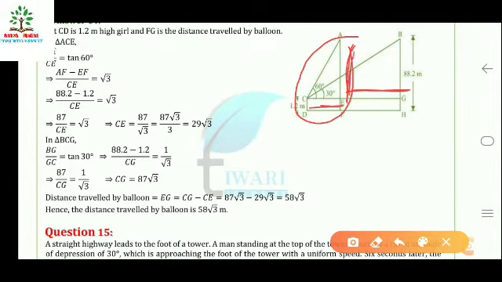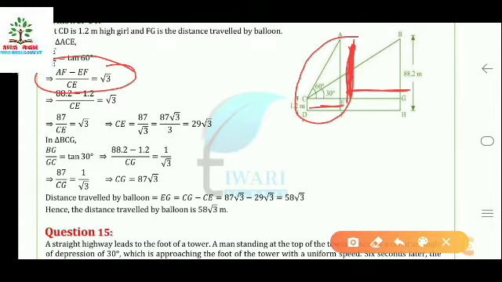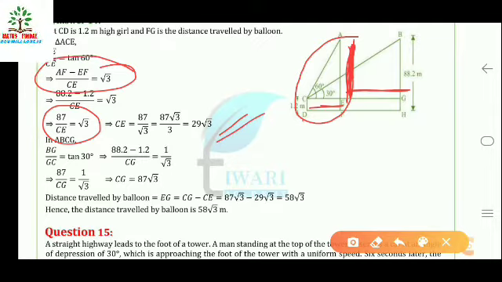Now the length of AE is not 88.2 meter, it is 88.2 minus 1.2, that is 87 meter. So now solving this triangle ACE, AE over CE is equal to tan 60. Putting the values, AE can be written as AF minus EF, so that is 88.2 minus 1.2, which is equal to 87. So 87 upon CE is equal to root 3, root 3 is the value of tan 60. On solving this, we'll get CE is equal to 29 root 3.